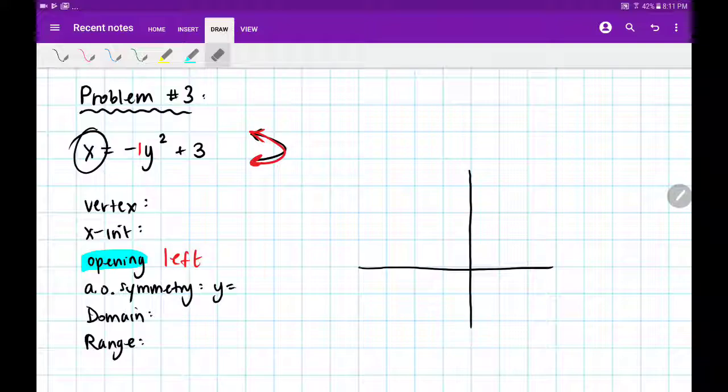Now we can answer our vertex. So for our vertex, I'm going to rewrite this. We're going to flip the inside number. Now when we say inside number, we're talking about inside the parentheses. Remember, there's invisible parentheses here with the y. Well, when there is no number, we're really adding 0. There's nothing there. So the invisible number is 0.